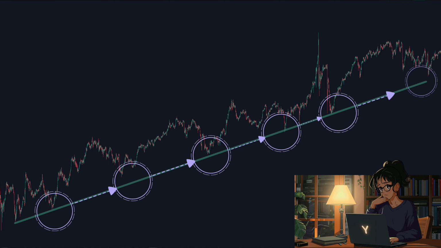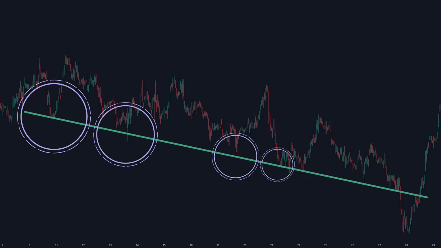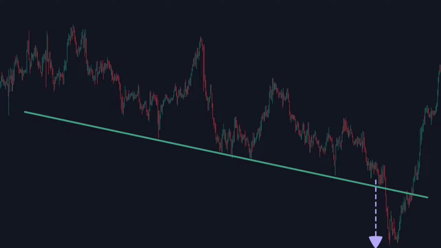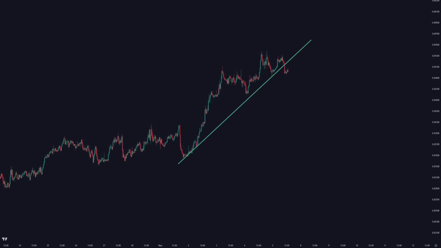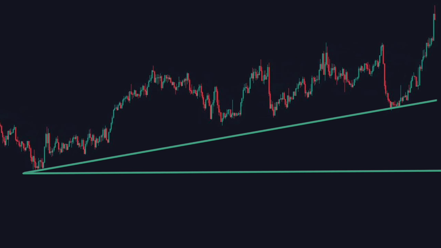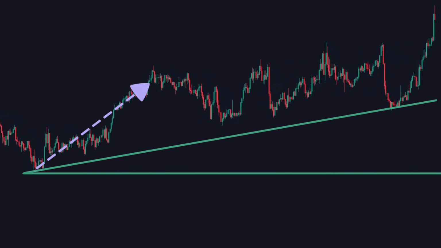Here's a bonus tip. If the time between price touching your trend line gets shorter and shorter, and price keeps testing that line repeatedly, you can expect a breakout soon. Lastly, the steeper your trend line is, the less reliable it becomes. A gentle, steady trend line is much stronger.